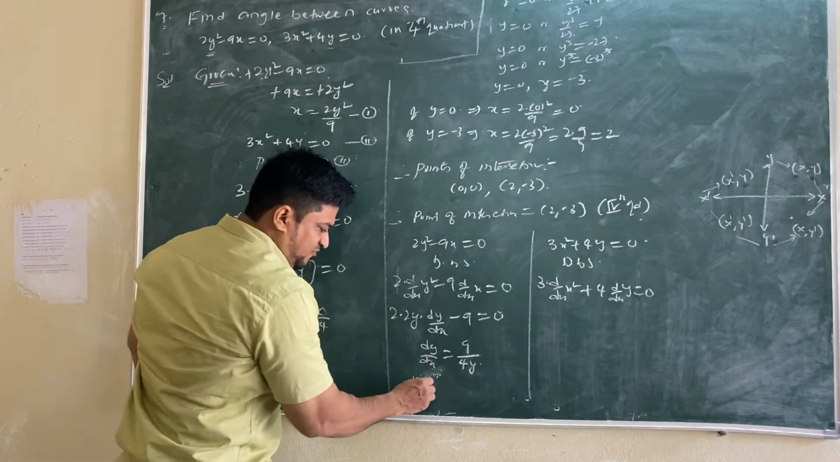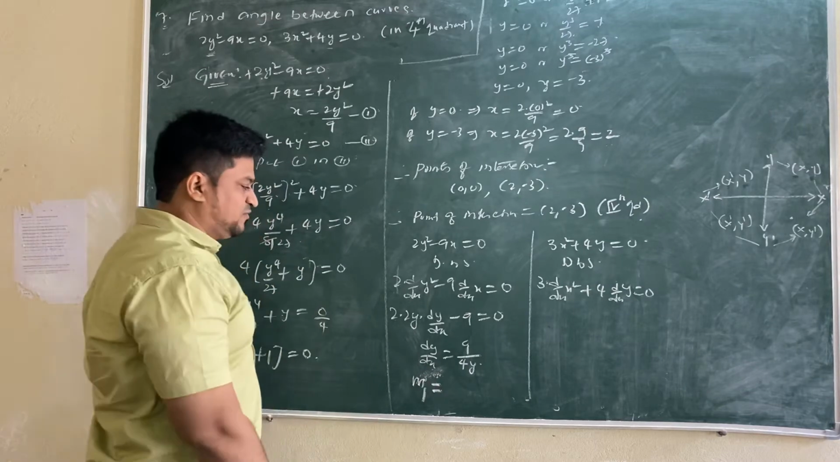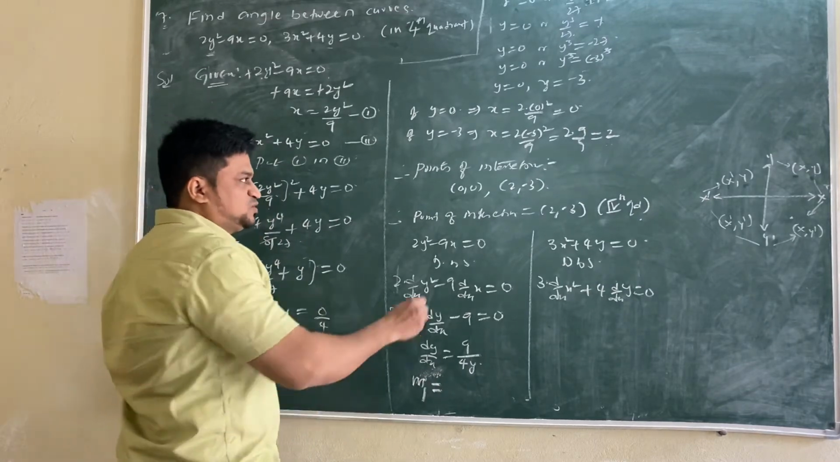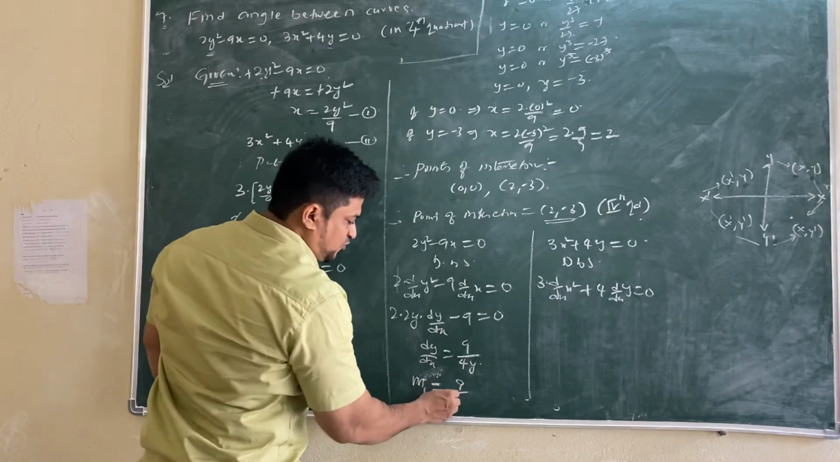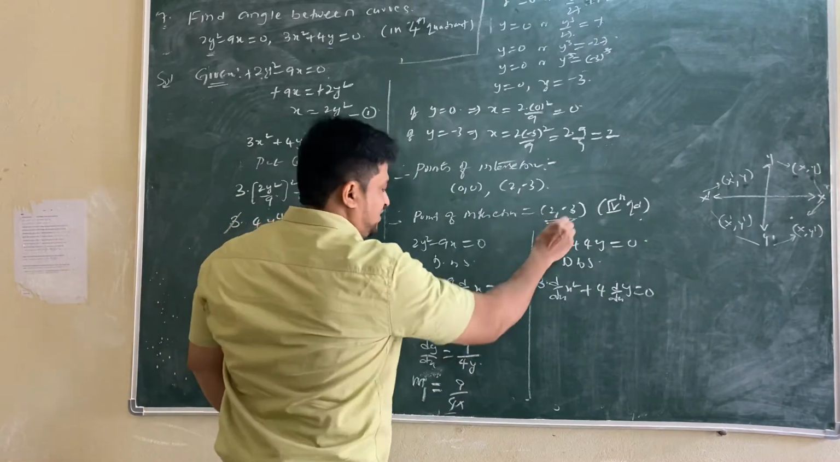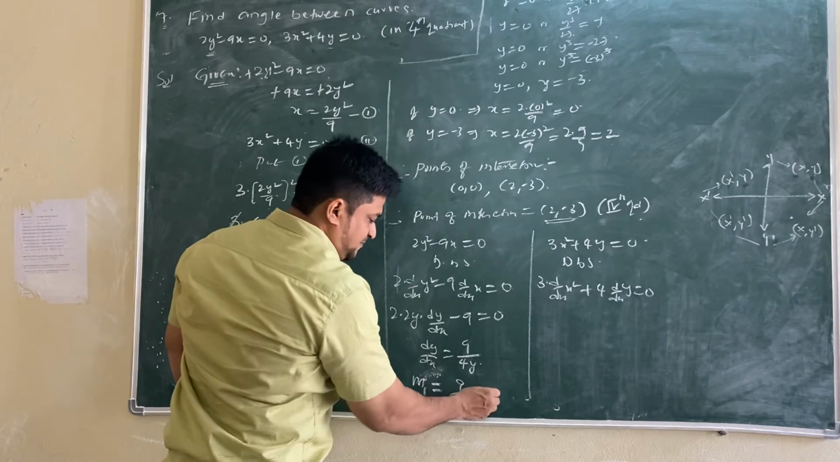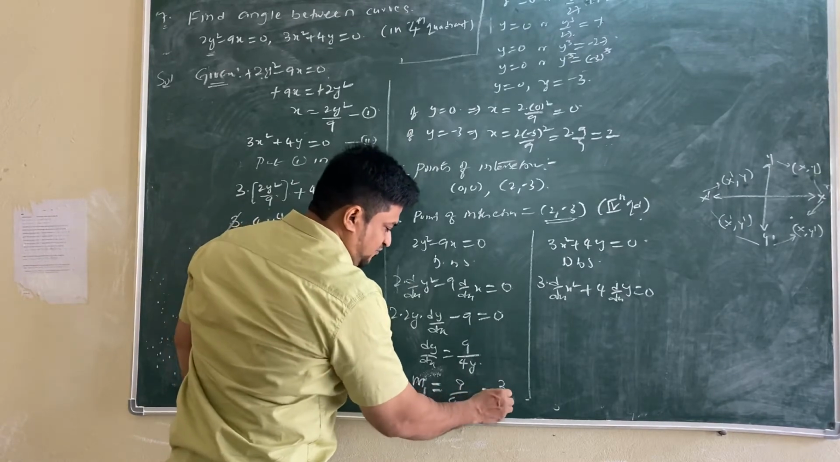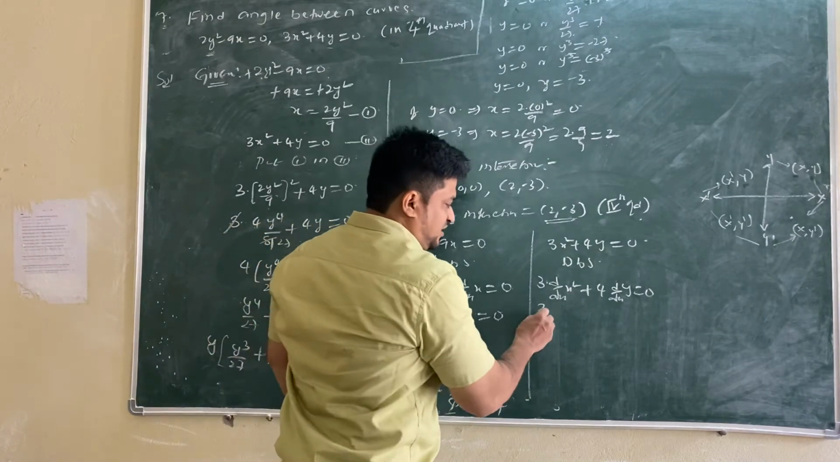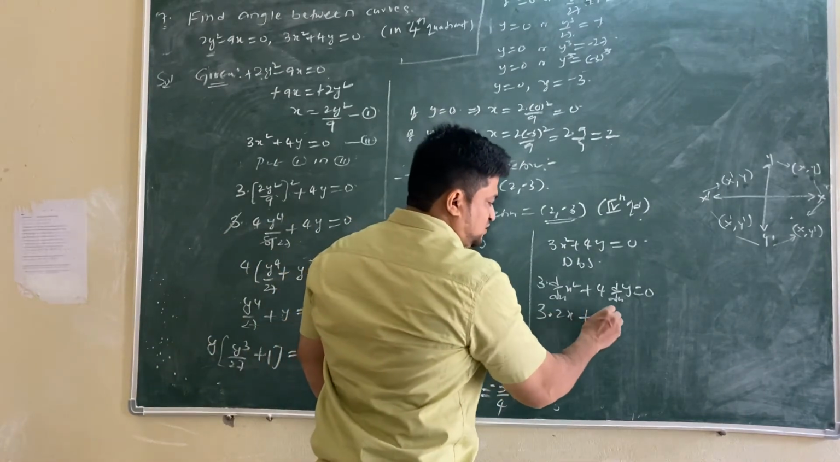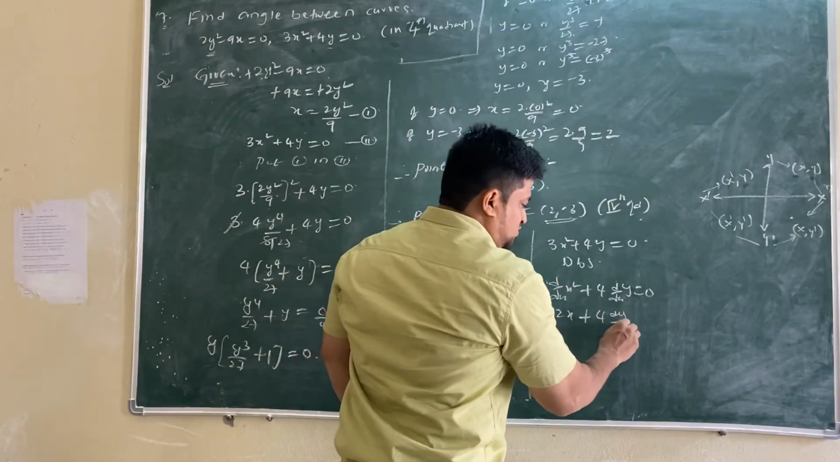Now if I write m1, what we should do? We have to substitute the point. Which point we have to substitute? 9 by 4 into y, x and y. Y is how much? Minus 3. 3 3s are 9, 3 by 4. Minus sign is there. So what we got? Minus 3 by 4. Here we have 3 into 2x plus 4 dy by dx equal to 0.